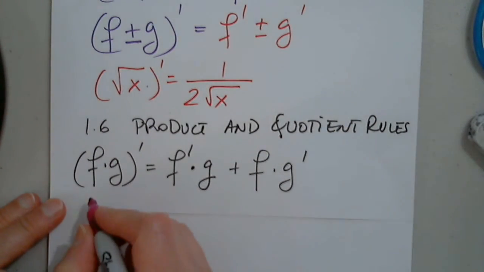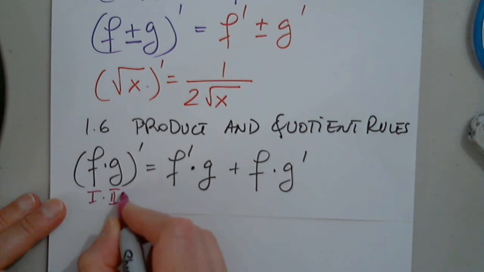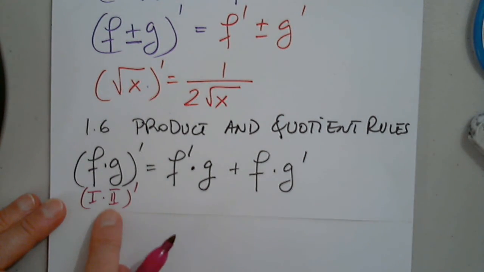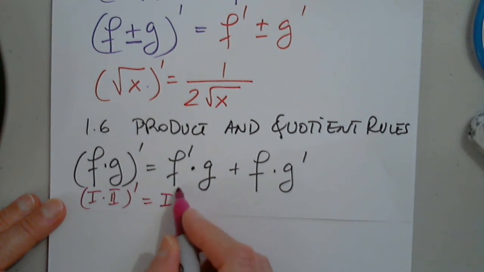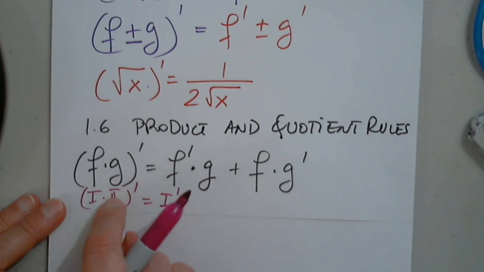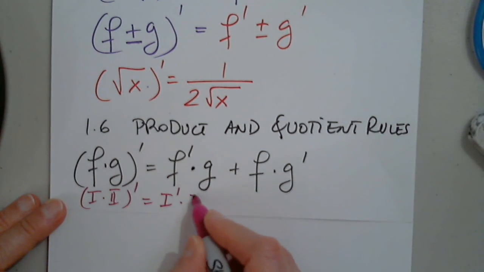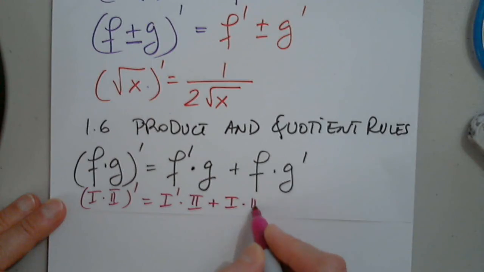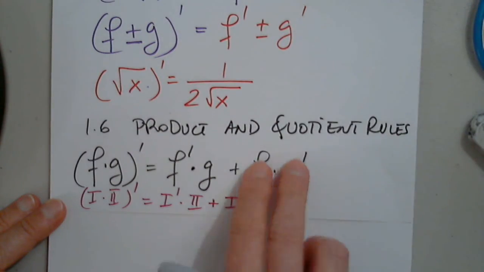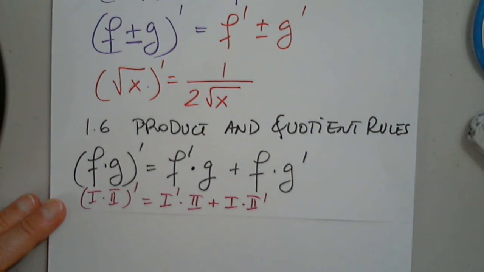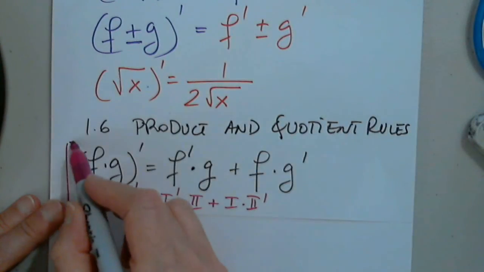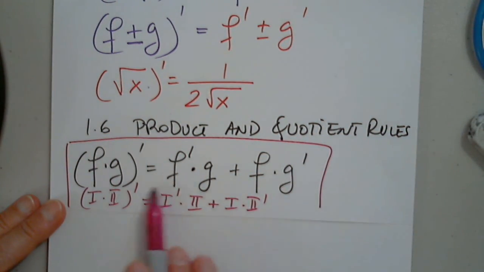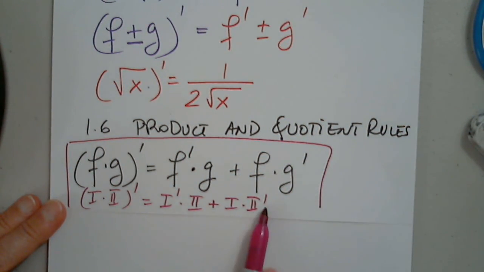Why I recommend this is because I always like to keep them in the correct order. 1, 2. 1 prime, 1 being the first function, 2 being the second function. 1 prime times 2 plus 1 times 2 prime. If you want to reverse these two, you can do whatever you want. It's fine by me. But do not attempt to do anything else. The product rule is this.